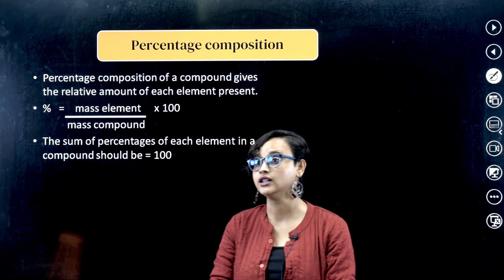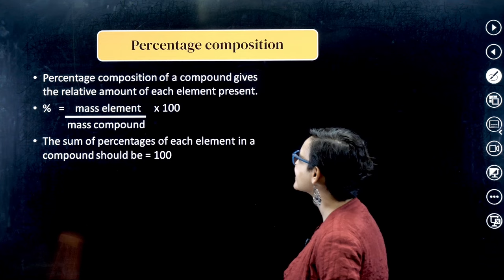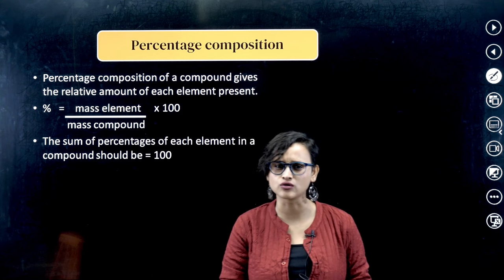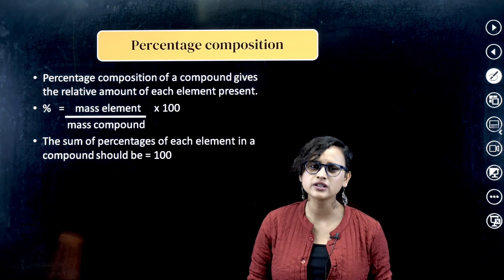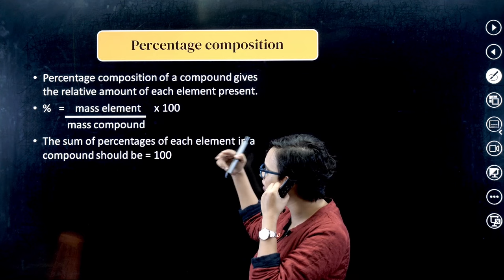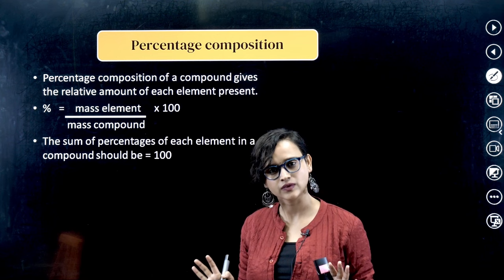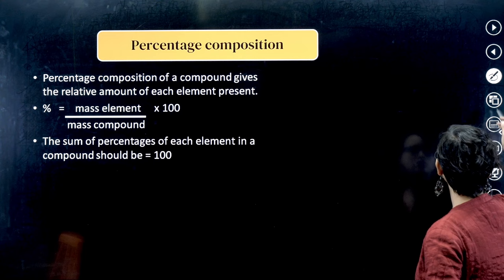Percentage composition of a compound, what does it give? It gives the relative amount of each element present. Like how much percentage is there? Let's say there is glucose. In glucose, how much percentage of carbon is there? How much percentage of hydrogen is there? How much percentage by weight of oxygen is there? All of that you can calculate. How? Mass of element divided by mass of compound into 100. That's it. And the sum of the percentages of each element in the composition should be 100. Let's do a question here.